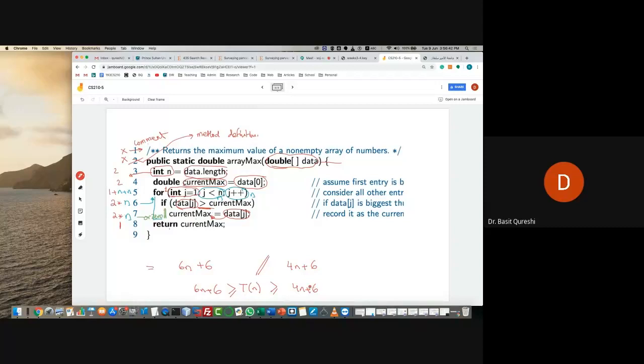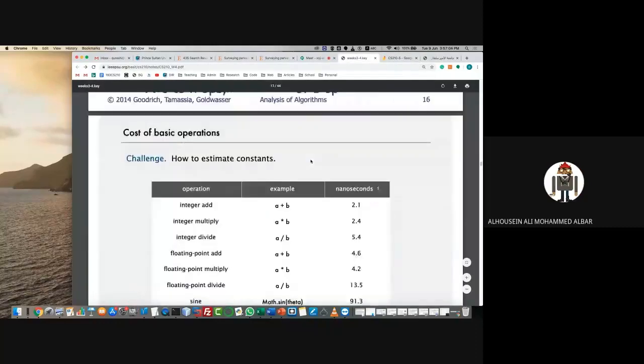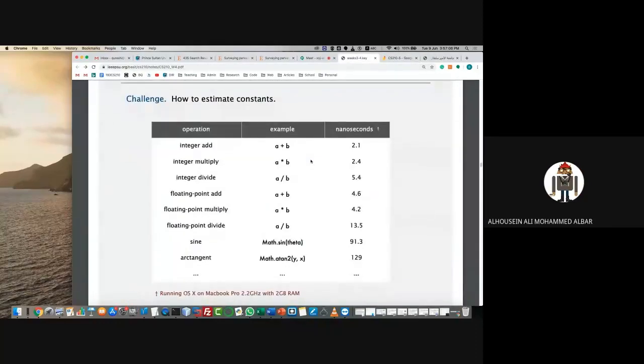This is my mathematical notation. I can estimate easily by looking at the code how many operations there would be, and I can define it using an equation like this. All right, any questions about this? Is this clear? Yes, it's clear, Doctor. Okay, good. Let's move on.